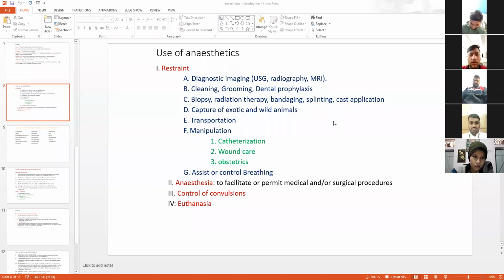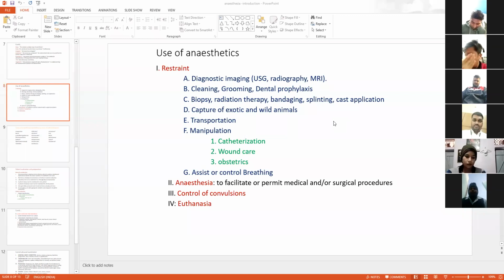Then anesthesia is basically required for surgical procedures. Every surgical case requires an anesthetic drug.